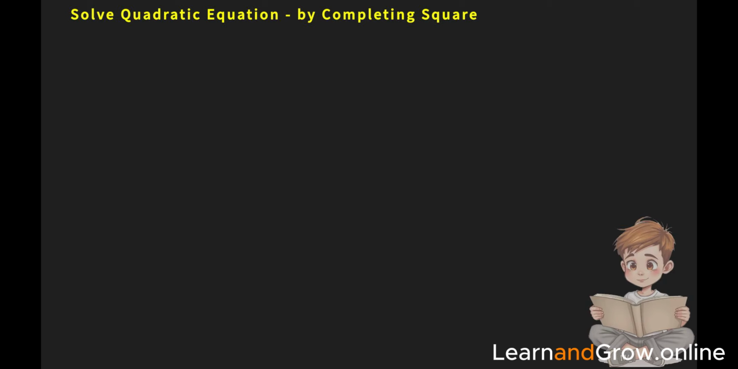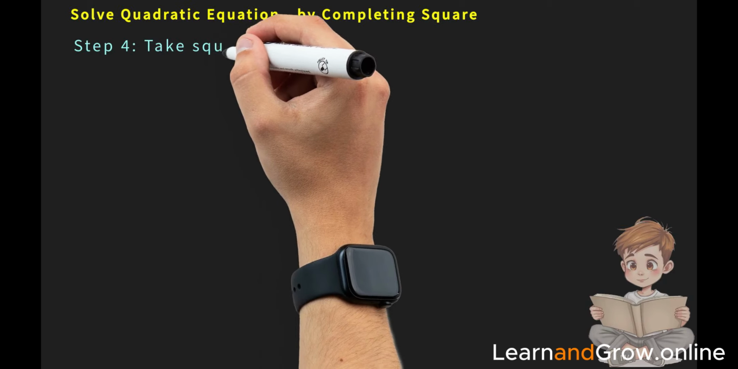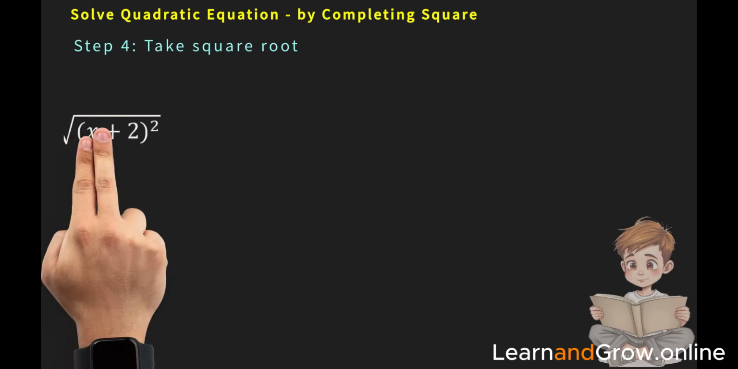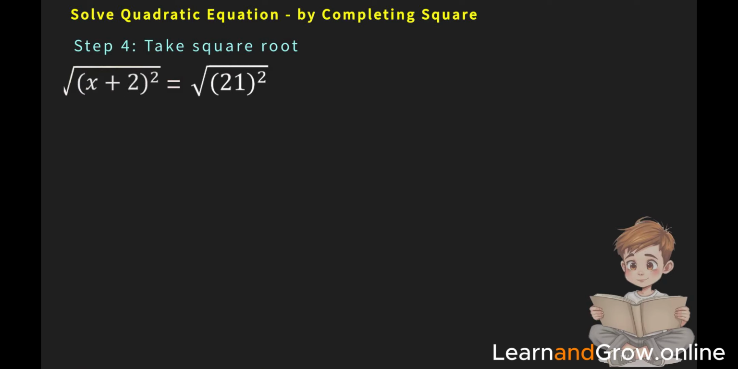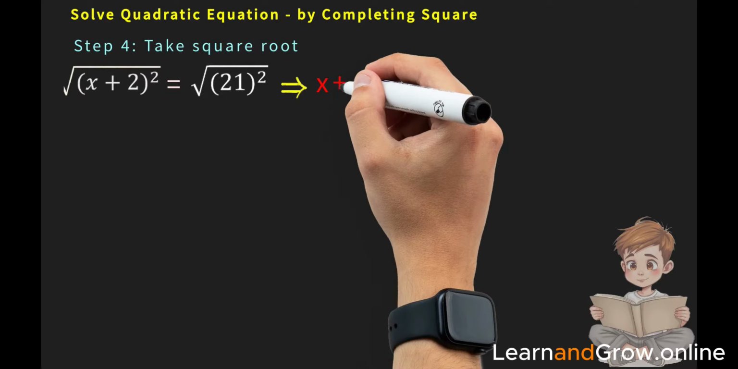The next steps are fairly simple. Let's move to step 4 and take the square root of both sides of the equation. Squares will be cancelled with the square root, and we will get x plus 2 equals plus or minus 21.